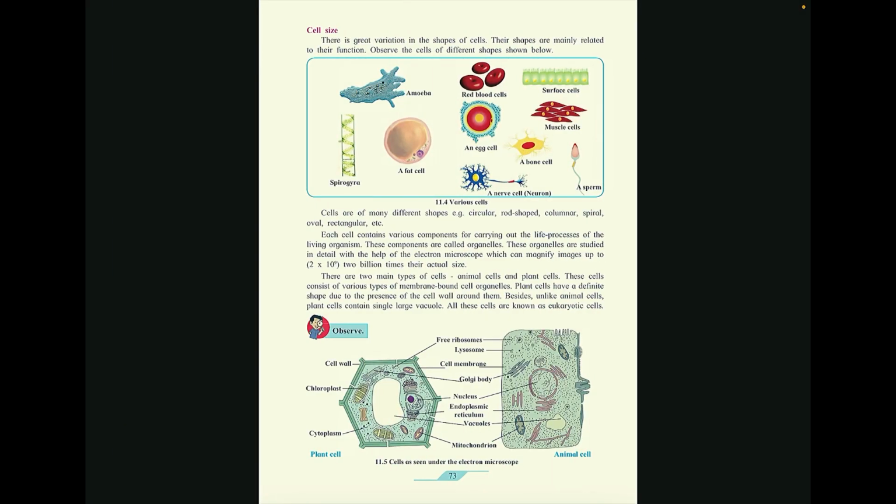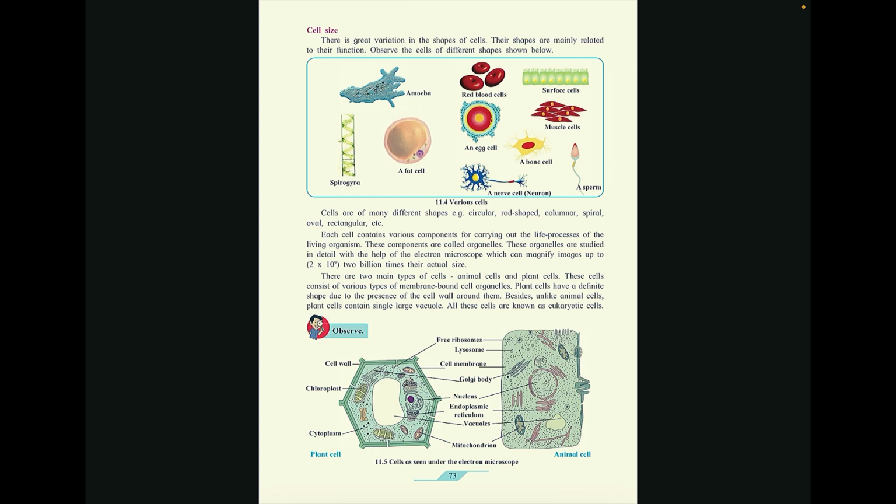So now we are going to see how cell size is different in different types of cells. Okay, so let's see what they are saying in this particular point. Cell size. There is great variation in shapes of cells. Their shapes are mainly related to their function. Okay, so basically, on the basis of function, different types of cells are found in our body.